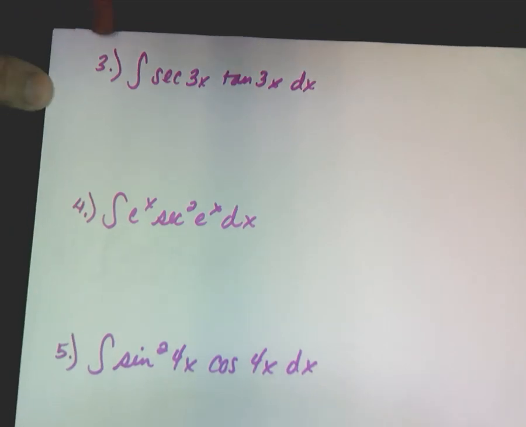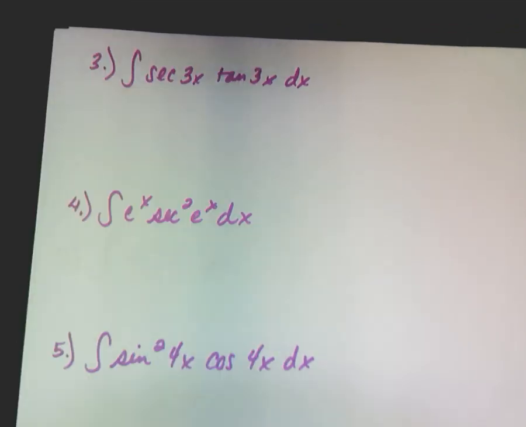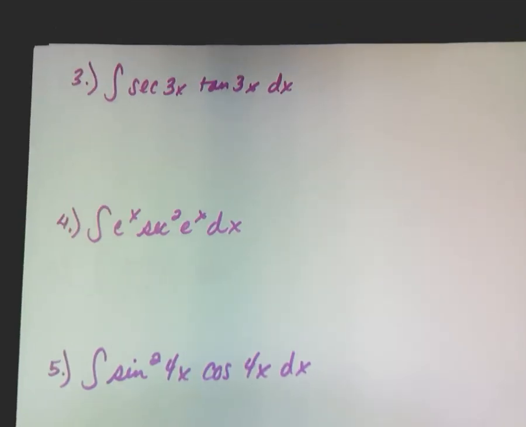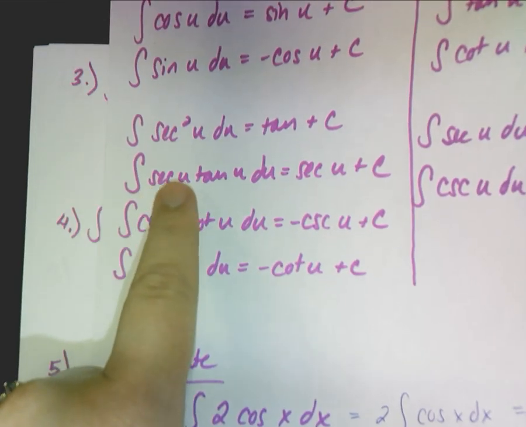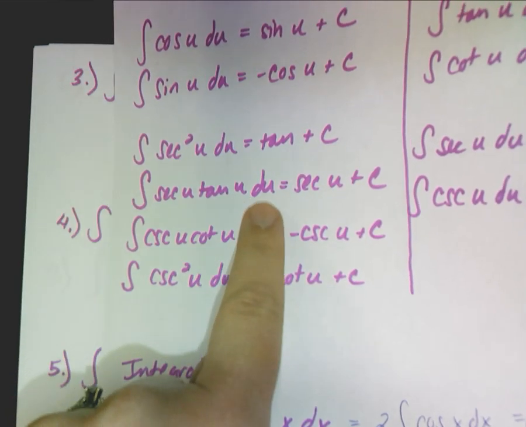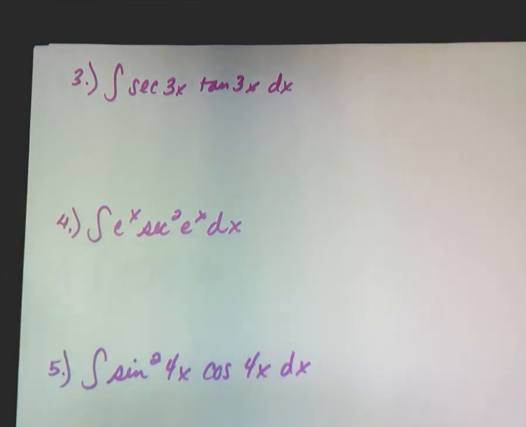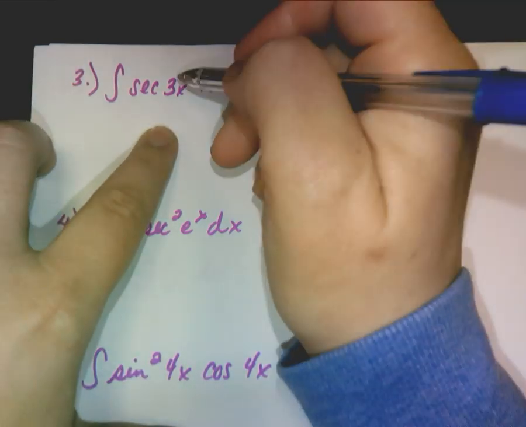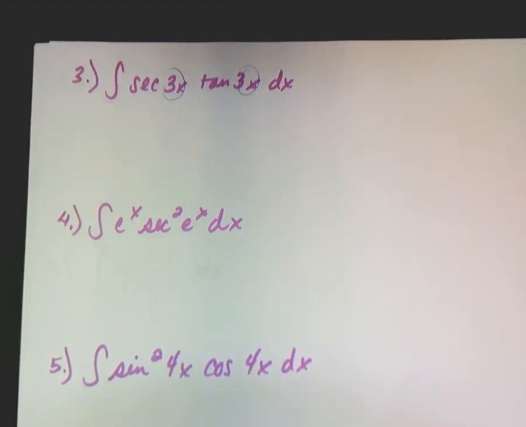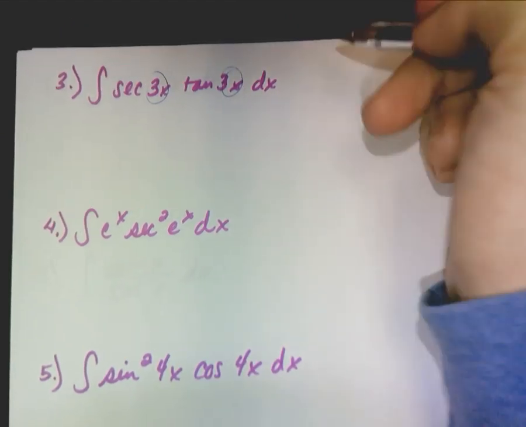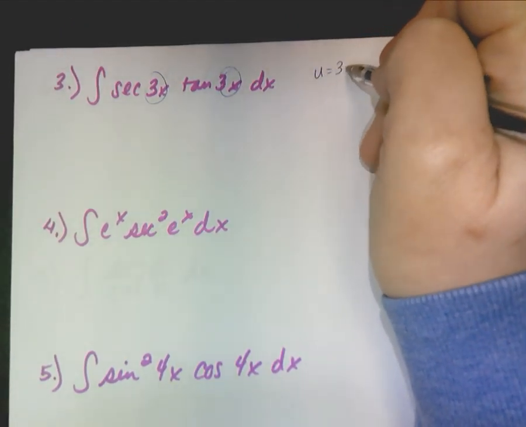The integral of secant 3x tan 3x dx. Secant 3x tan 3x dx. Okay, so again, let's look and see if that fits anything. Oh, secant u tan u du. Okay, so what is my u in this case? It's both of these. These are both the u. They should both be the same. You don't want something that's different. So u is 3x.